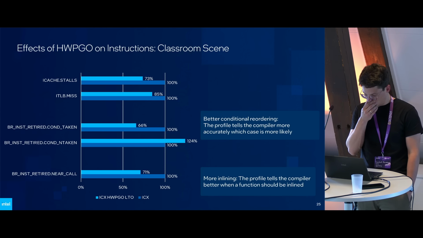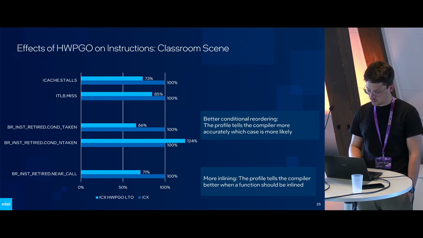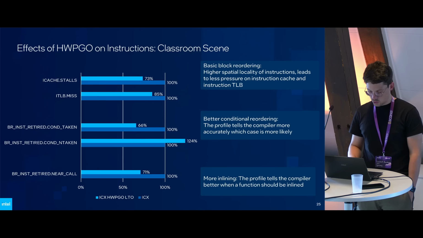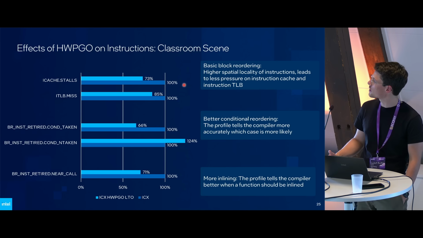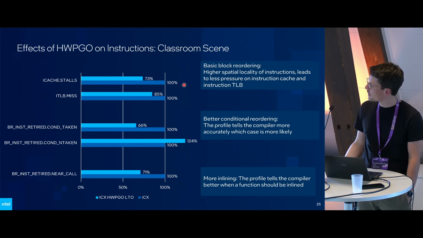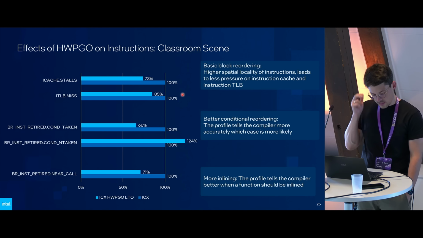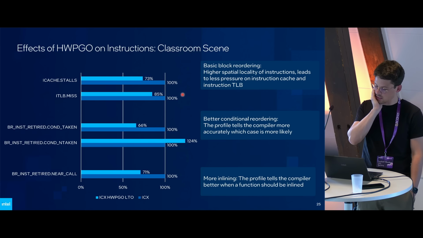The conditional reordering works better. So we have 24% more non-taken branches, 34% less taken branches. So same effect that we saw for Clang before. And finally, the two metrics I talked about for basic block reordering: stalls of the CPU because instructions weren't found in the instruction cache are now 27% less, and ITLB misses, so that's this address resolving unit, are 50% less.